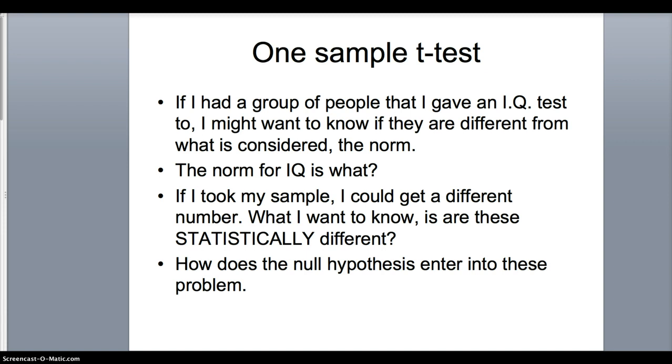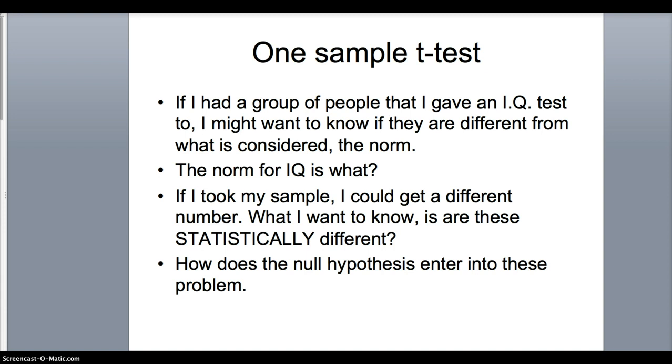So if I had a group of people, and I had their IQ test scores, I might want to know, does my group of people differ significantly from what is considered to be the national average? The national average for IQ is 100. So I would look at my group, enter the national average, and you could compare them to any average. I'm just putting that in as an example.